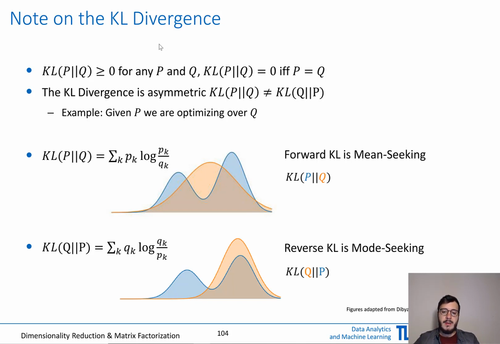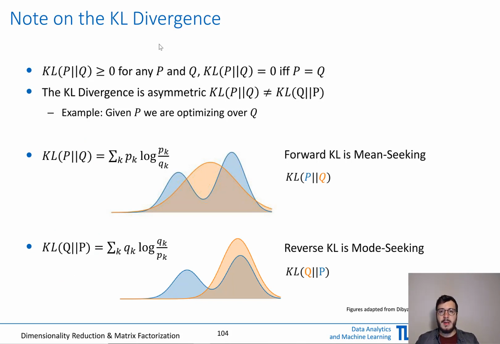That is, the KL divergence from P to Q is different from the KL divergence from Q to P. We see this directly from the definition. We have this sum over all elements, pk log of pk over qk, and in the other direction this is reversed: now we have the sum over all k of qk log of qk divided by pk. So these two terms are in general not the same. This version is called the forward KL, and this is called the reverse KL.